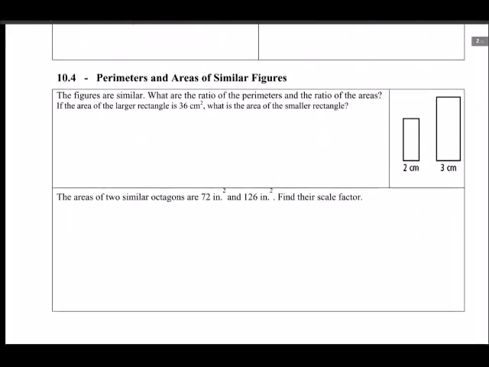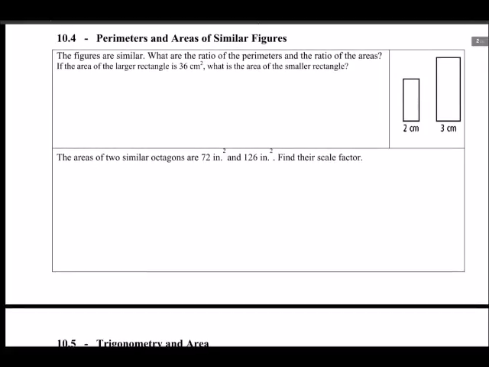All right, and 10.4, our last section here. We know, we should write up here, we know that scale is A to B. Perimeter ratio is also A to B. They're both lengths. And area ratio is A squared to B squared because, area.